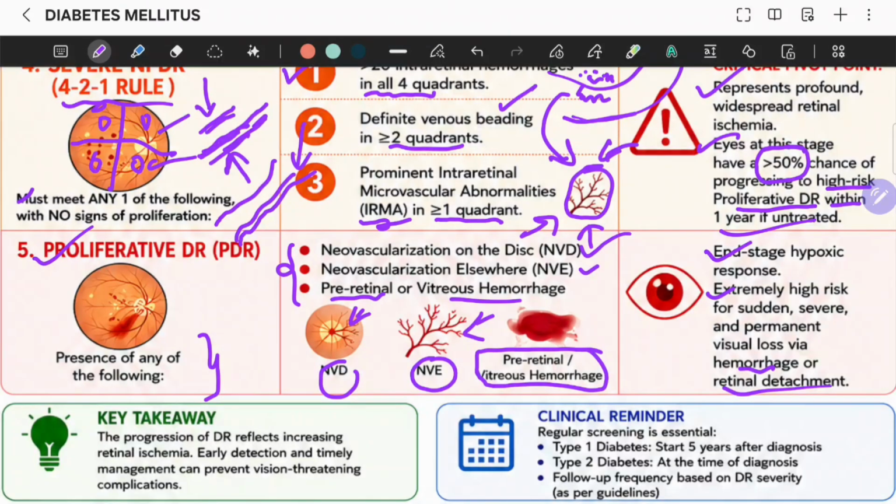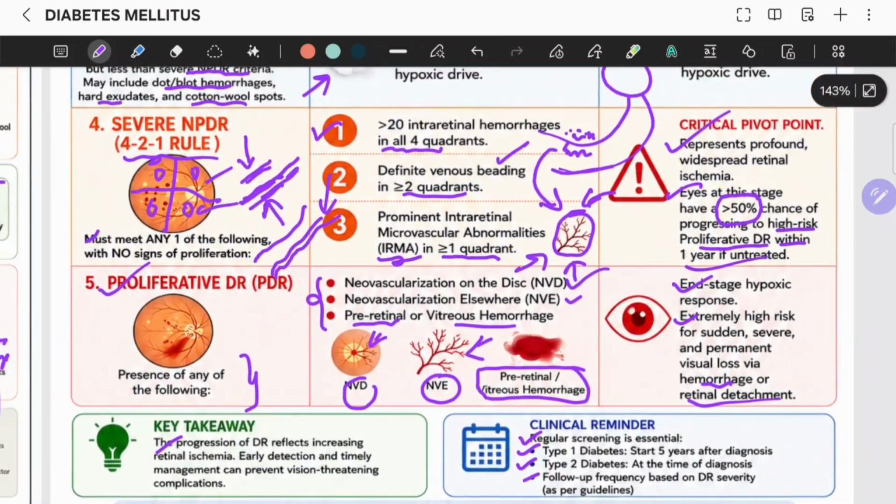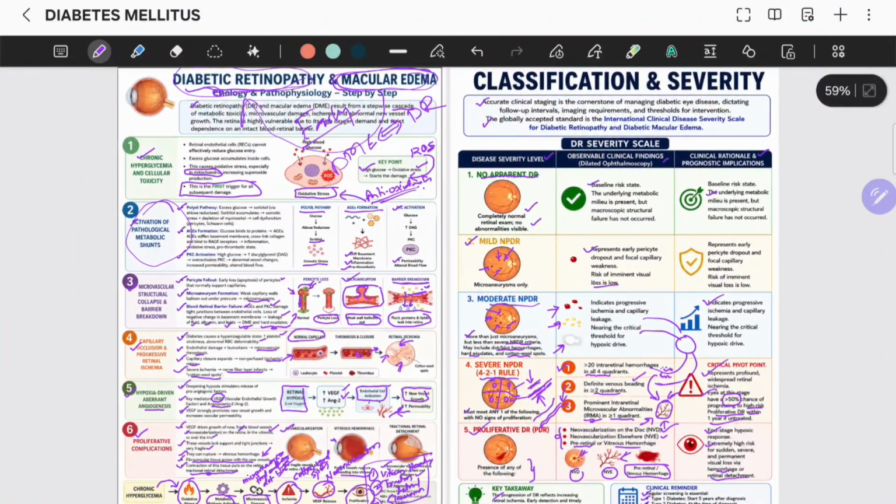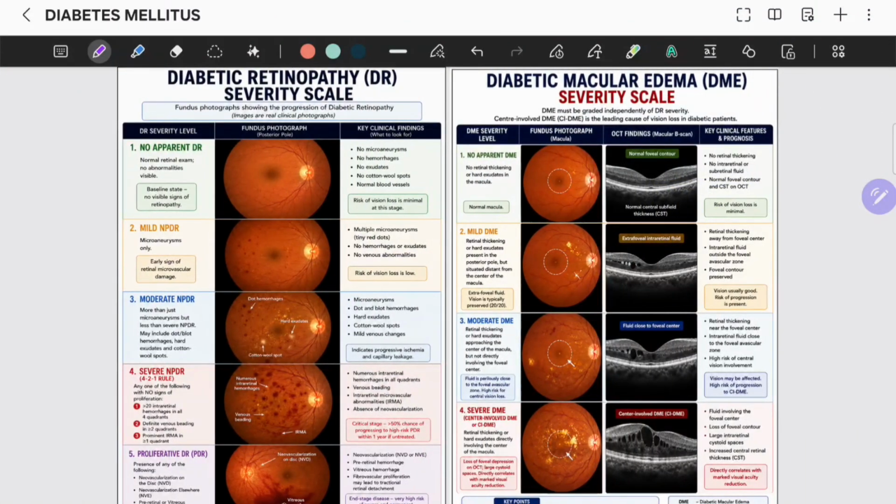detachment. Key takeaway: the progression of diabetic retinopathy reflects increasing retinal ischemia. Early detection and timely management can prevent vision-threatening complications. Regular screening is essential. Type 1 diabetes should have screening from 5 years after diagnosis, and type 2 at the time of diagnosis. Follow-up frequency is based on diabetic retinopathy severity, usually yearly. That's about the diabetic retinopathy severity scale.